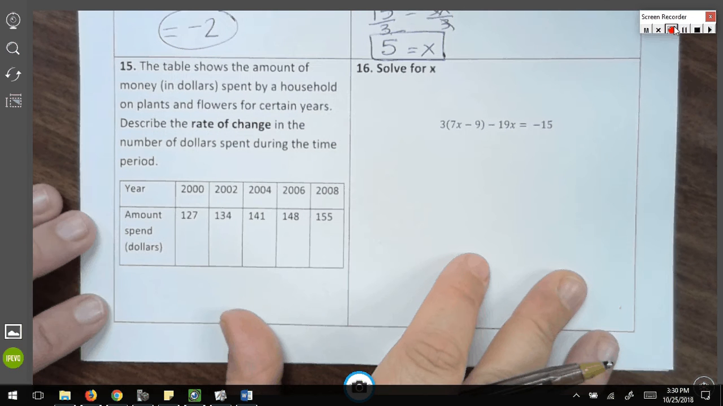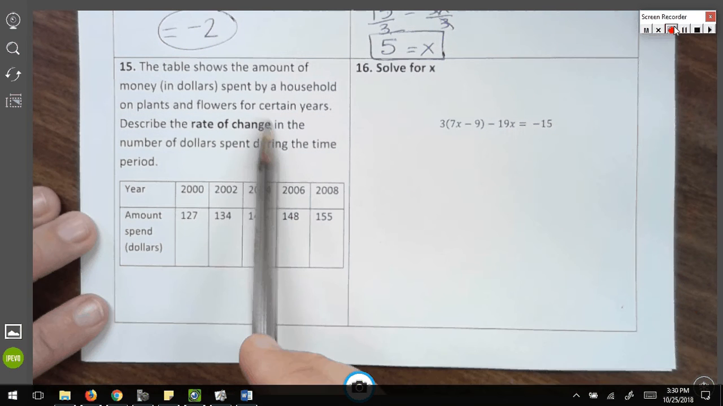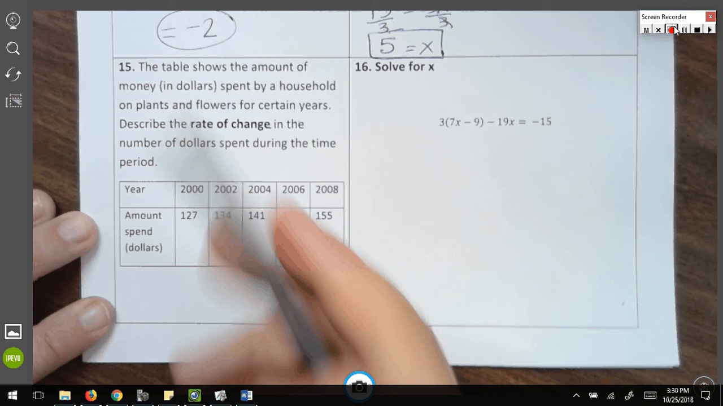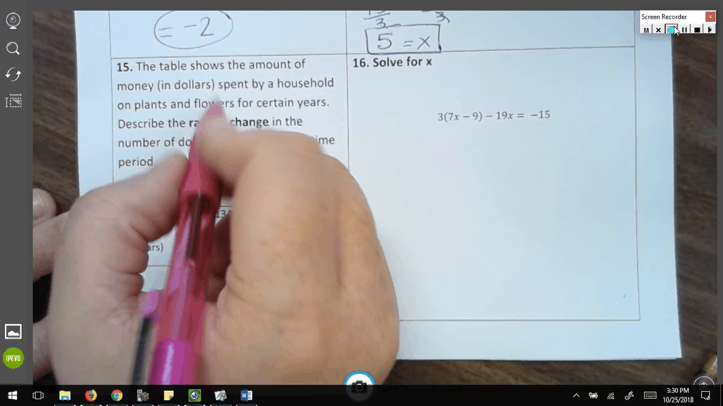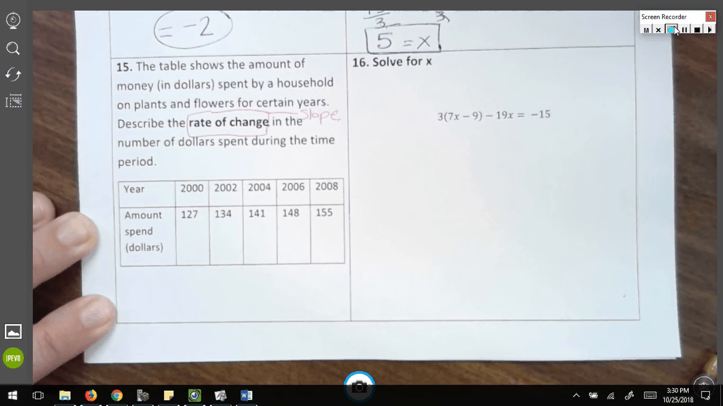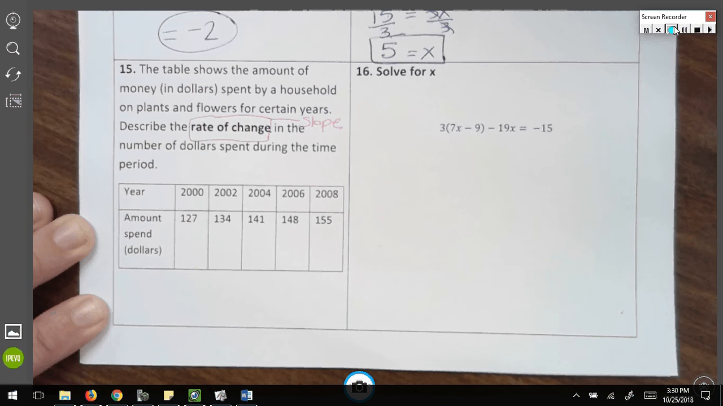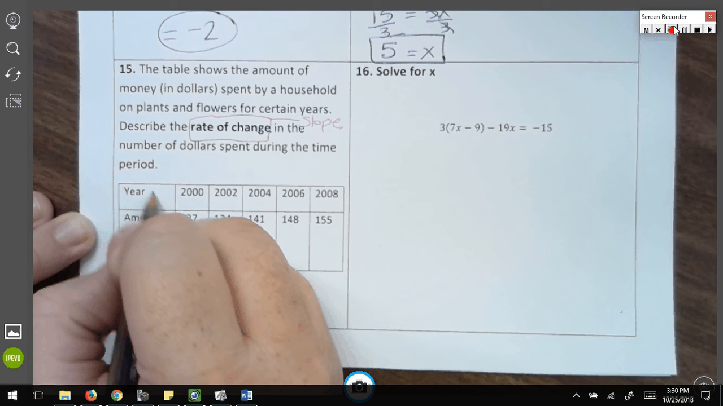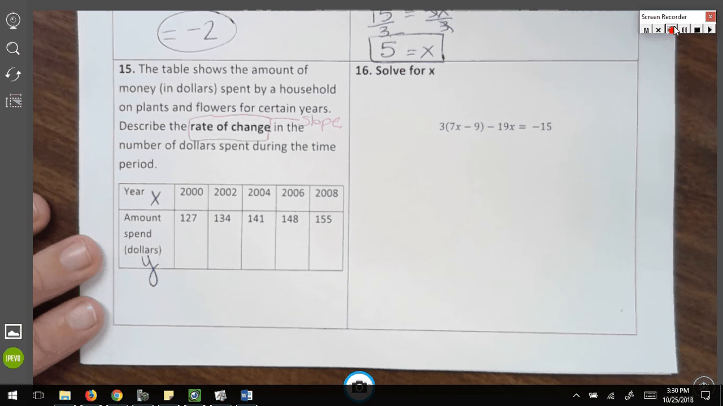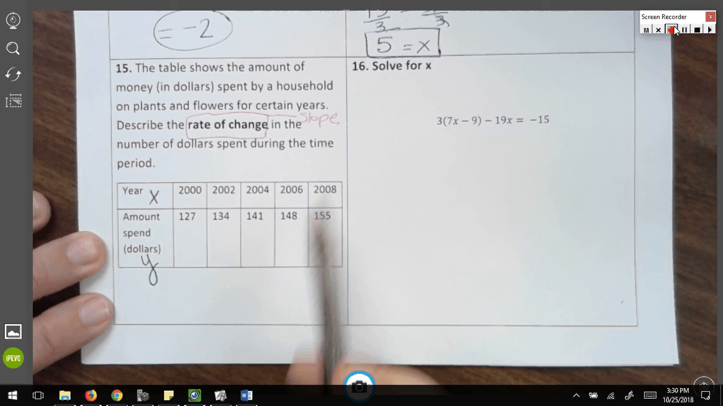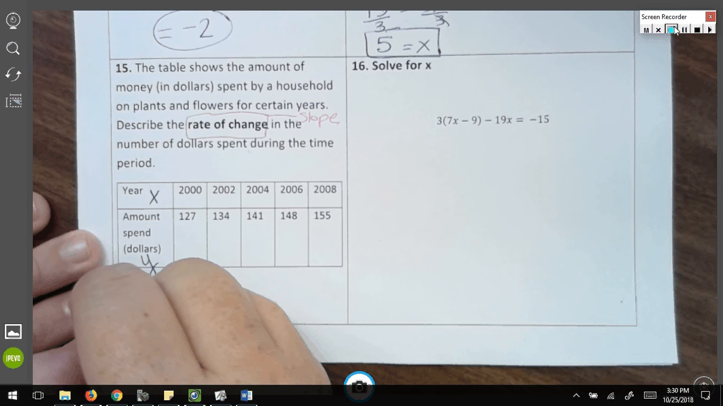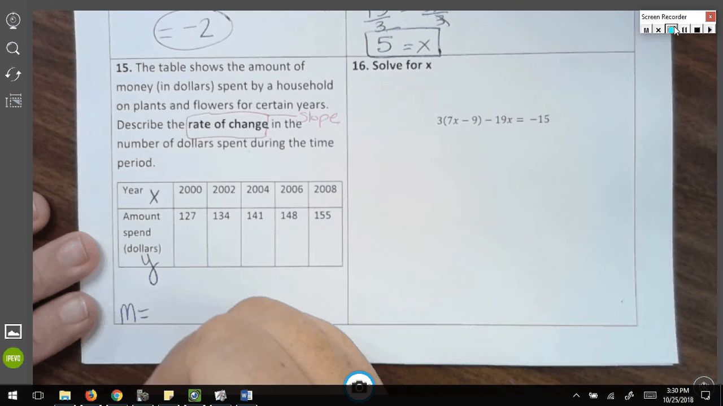The table shows the amount of money in dollars spent by a household on plants and flowers for certain years. Describe the rate of change, and here I want you to stop just a second and remember rate of change and slope are synonymous. That means they mean the same thing. We're looking at slope. This is like my x and this is like my y, and I'm just trying to find the slope of the line, okay? Describe the rate of change in the number of dollars spent during the time period. Well, let's find slope, because slope is rate of change.